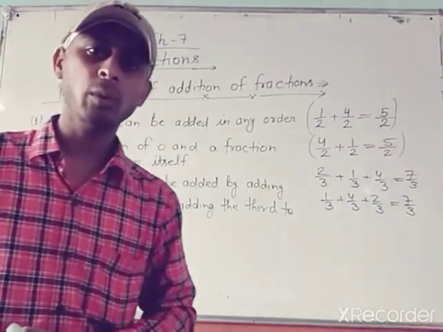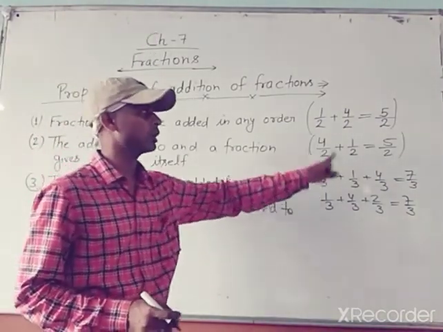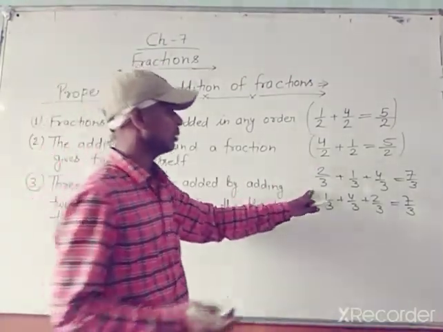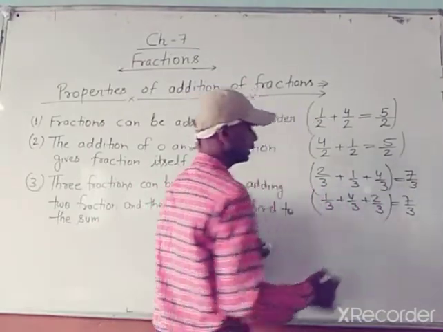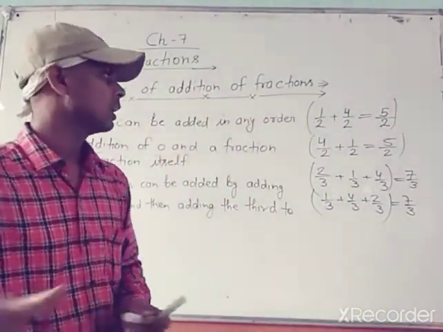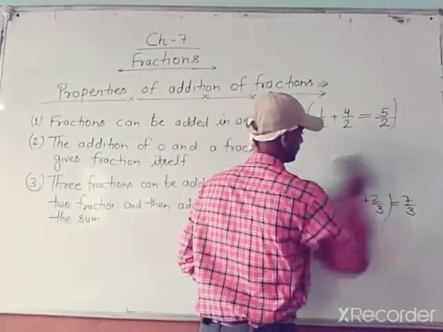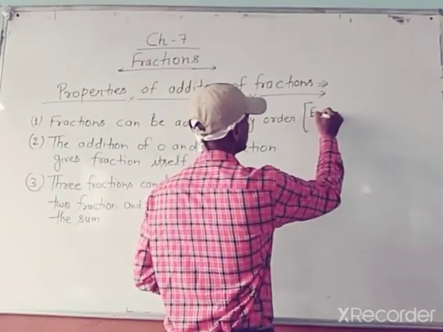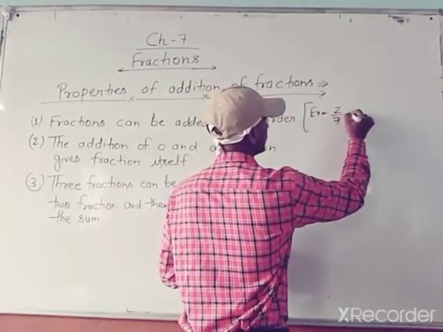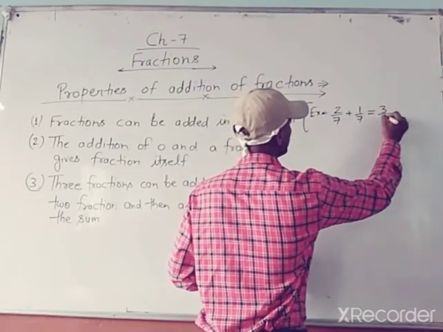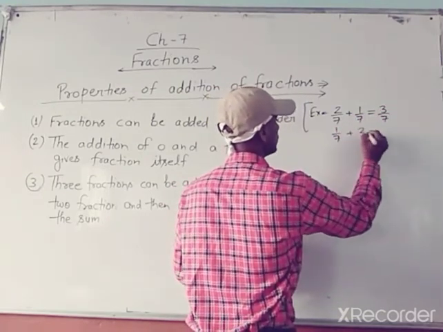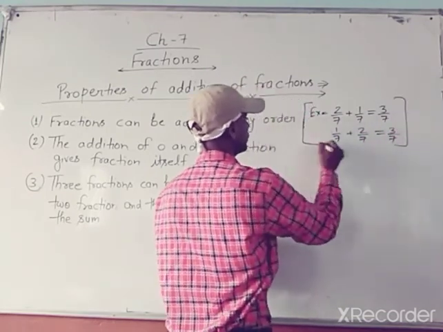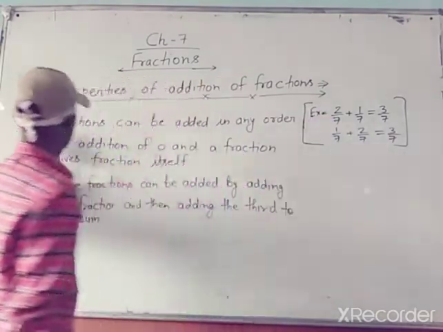So according to the property of addition, we can change the order of fractions, and then we always get the same fraction by adding the different terms. Clear? Now, you can write here an example: 2 by 7 plus 1 by 7 is equal to 3 by 7. 1 by 7 plus 2 by 7 is equal to 3 by 7. Clear? This is an example for the first property.